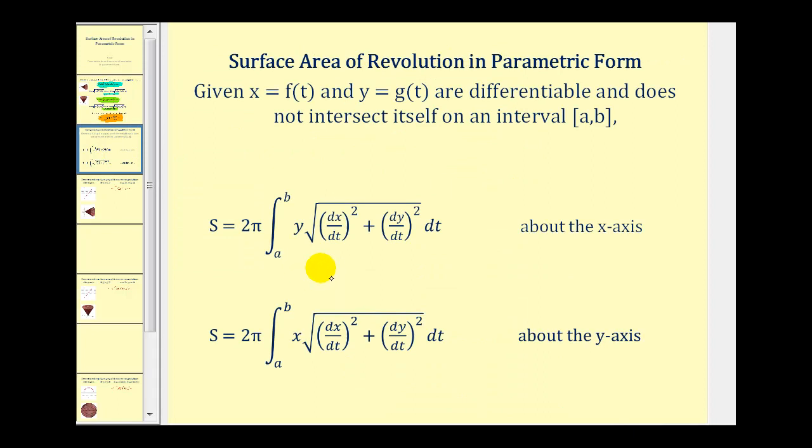One of the main things we have to remember is when we rotate about the x-axis, the distance from the curve to the x-axis is going to be y. And if we rotate about the y-axis, the distance from the curve to the y-axis will be equal to x. Let's go and take a look at some examples.